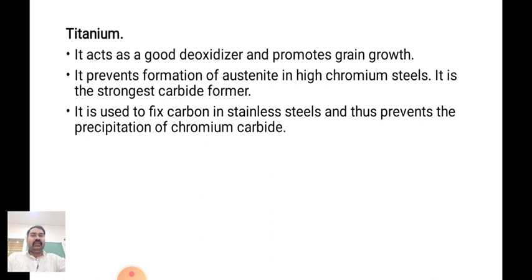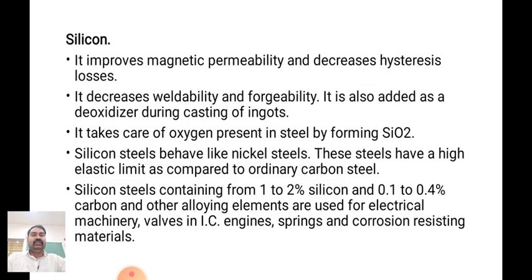It prevents formation of austenite in higher chromium steel, and it is the strongest carbide former. It is used to fix carbon in a stainless steel and thus prevent the precipitation of chromium carbide. So this is the use of and the properties of titanium by the addition in the steel.